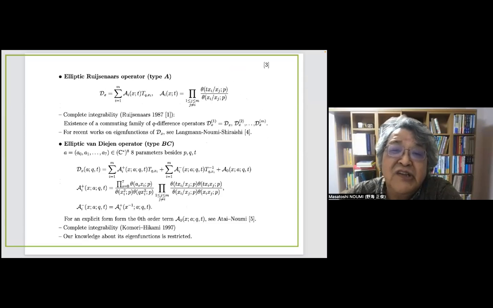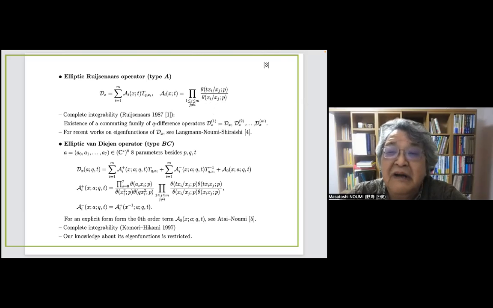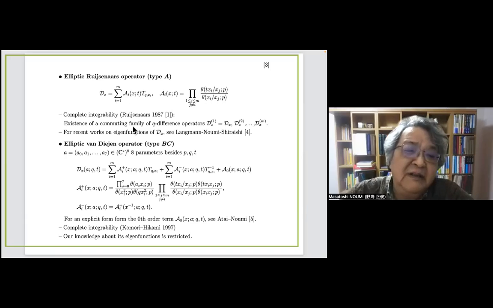So naturally, if you take the limit when p goes to 0, this goes back to the MacDonald operator, which has MacDonald polynomials as eigenfunctions. And already in 1987, Ruijsenaars, in a famous paper, established the complete integrability of this operator. I mean, there is a commuting family of q-difference operators, including this D_x as the first order operator, and there are m algebraically independent difference operators. So this is complete integrability.